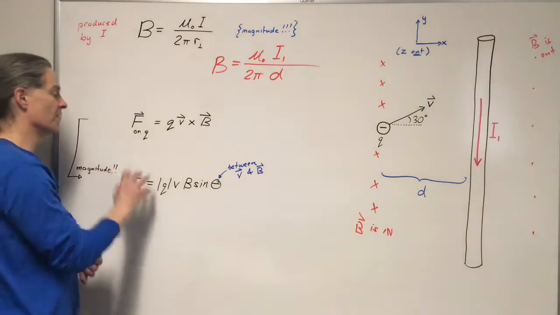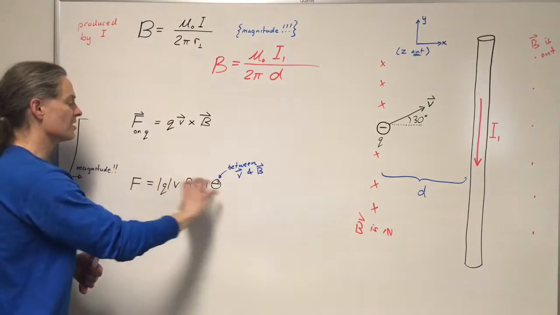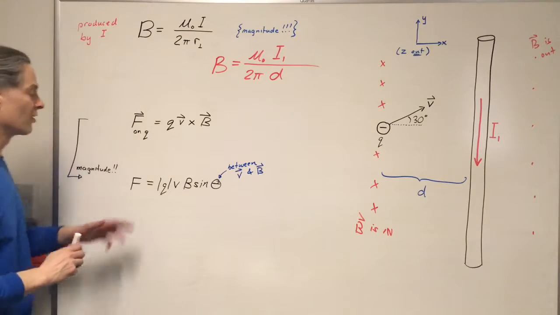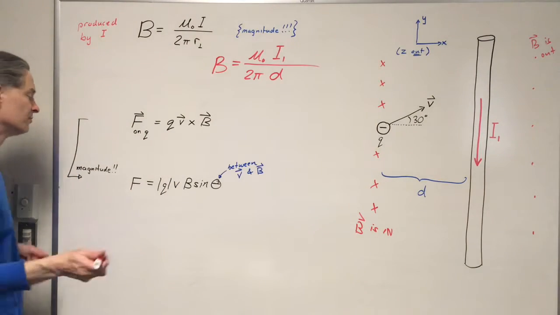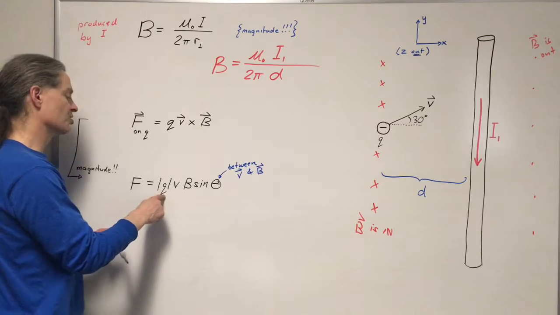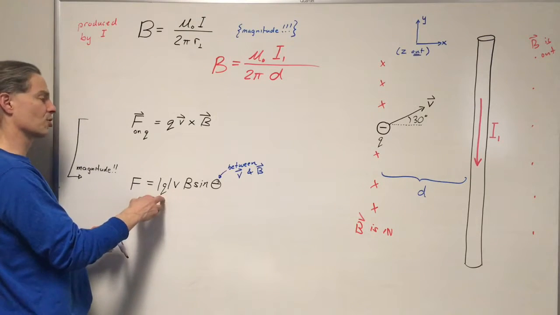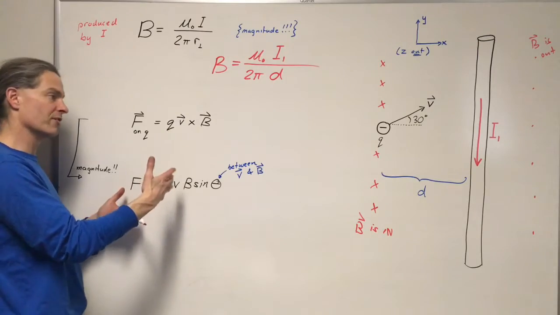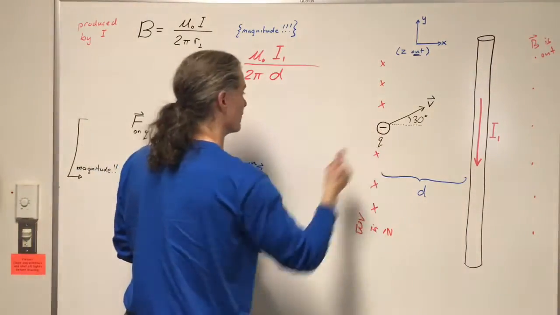All right, this is not this. This is just the magnitude of this. So let's figure out that magnitude. Let's plug in first. This charge is the charge on which we're trying to find the force. So it's the charge of this.